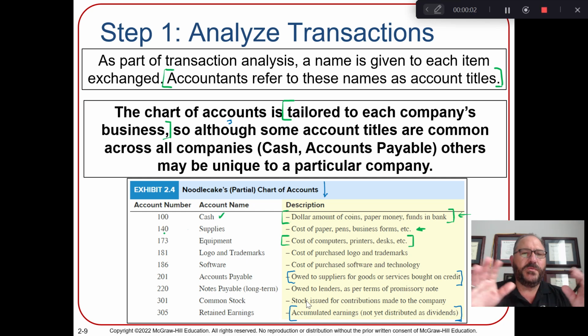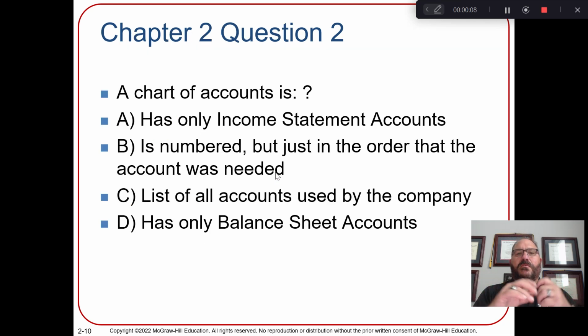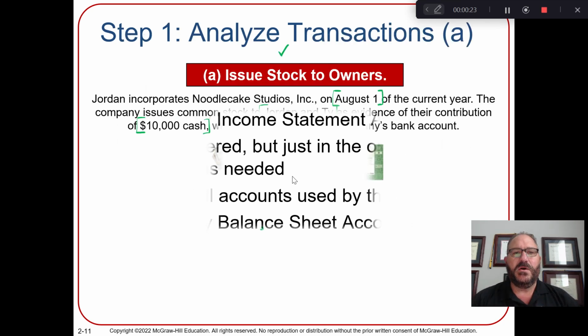All right, folks, so here we go again, part two. Don't forget, you've got to know these names. Here you go. Chapter 2, question 2. A chart of accounts is, okay? Look at the answers here. Make sure you write it down because you're going to end up using it on that quiz, okay? Okie doke, let's go on.